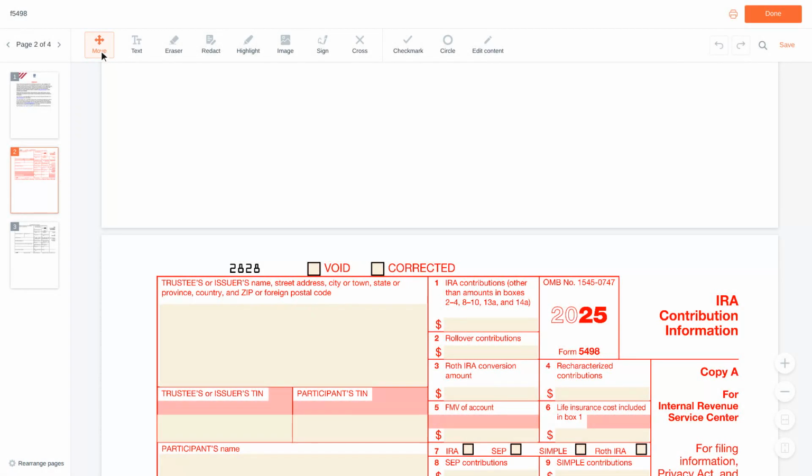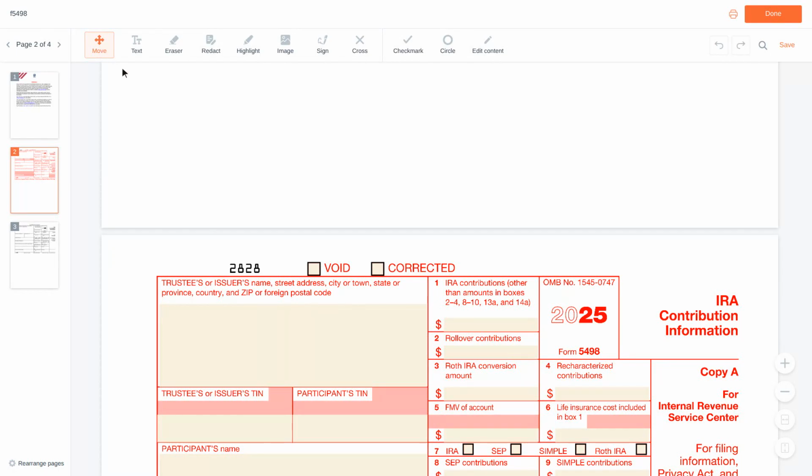IRS Form 5498 is the IRA Contribution Information Form. Your IRA trustee or custodian sends this form to you and to the IRS each year to report contributions, rollovers, and the year-end fair market value of your individual retirement account. You receive a Form 5498 for each IRA account you hold, including traditional IRAs, Roth IRAs, SEP IRAs, and SIMPLE IRAs. It is informational and does not require any action on your tax return by itself.